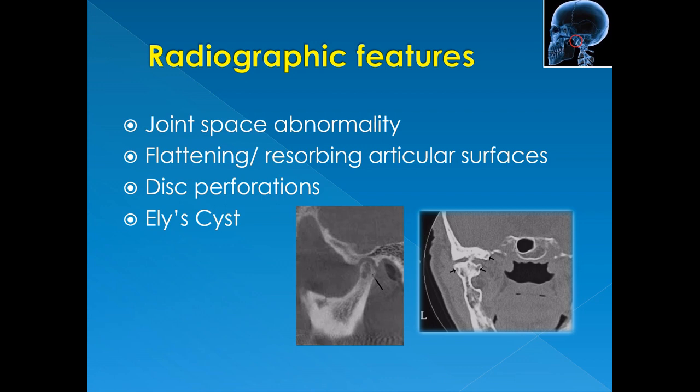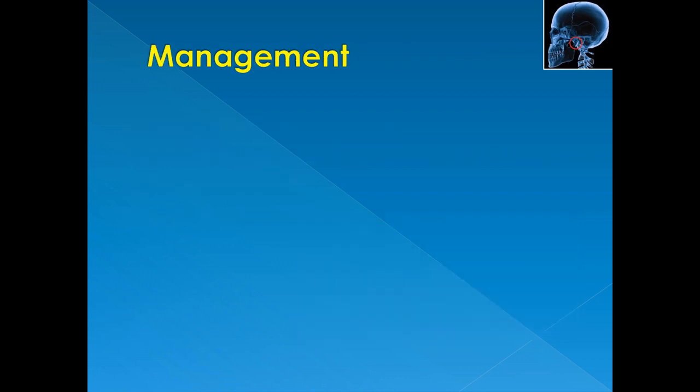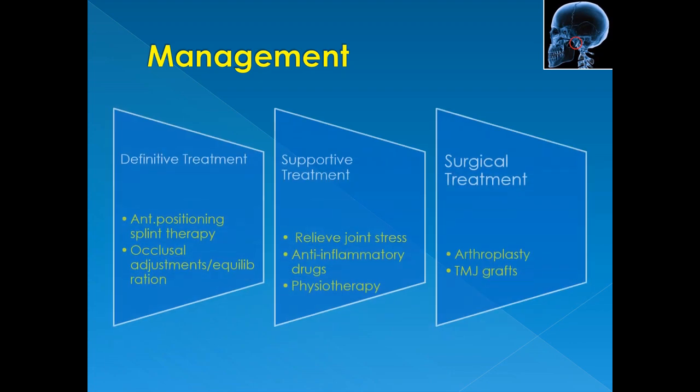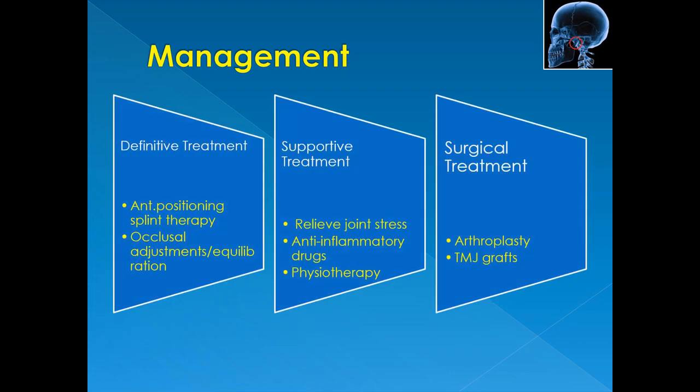So, Ehlers cysts are also called subcortical or subchondral cysts. Coming to the management, which includes definitive treatment, supportive treatment, and also surgical treatment if conservative treatment does not respond. The definitive treatment includes the use of an anterior positioning splint therapy and also occlusal equilibration procedures. The supportive treatment consists of relieving the joint stress and thereby preventing TMJ overload, and the use of anti-inflammatory drugs for symptomatic relief and also physiotherapy.